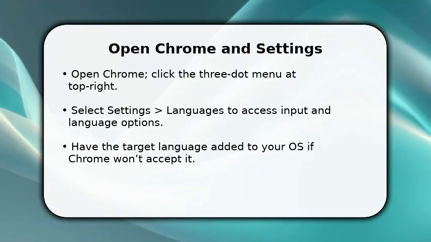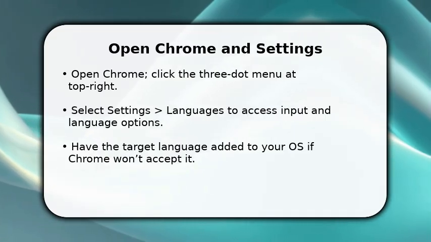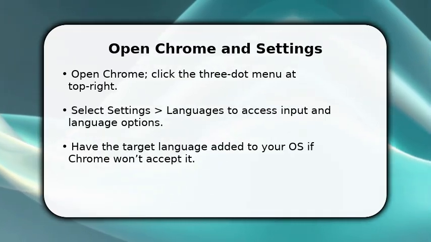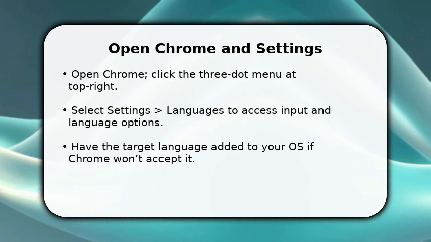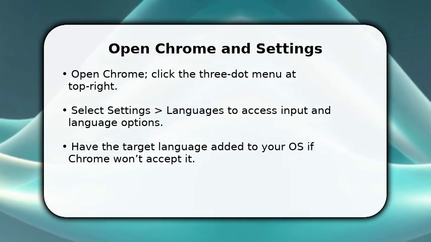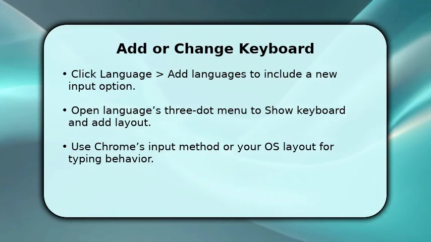Make sure Chrome and your operating system language settings don't conflict, because Chrome reads available input methods from the OS. Now that the Languages panel is visible, you're ready to add or modify the keyboard layout. Once in Languages, click Add Languages and select the language you want to type with, then Confirm.